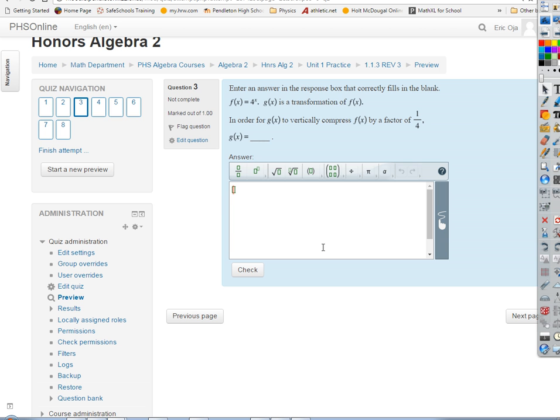Now we're going to take a specific function and we're going to vertically compress by a factor of 1/4. So that just means we're going to multiply 4 to the x by 1/4.